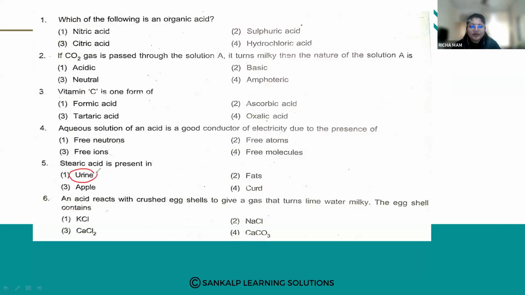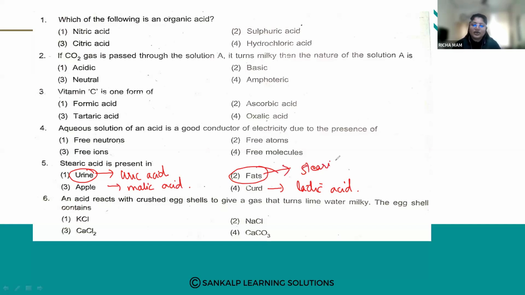Urine consists of uric acid. Curd consists of lactic acid. Apple consists of malic acid. Fats consist of stearic acid. So our answer is the second one.